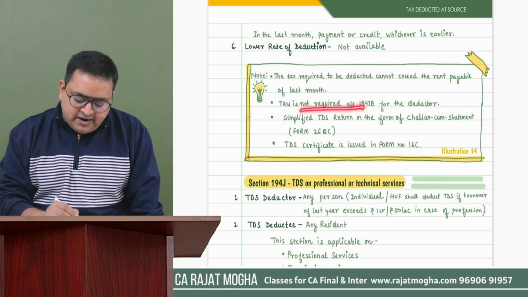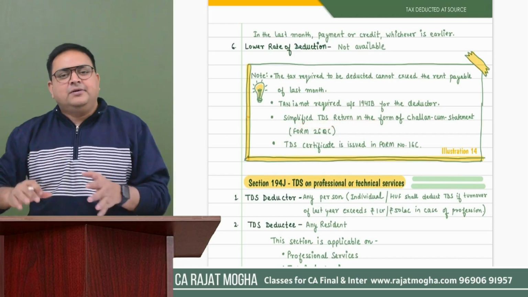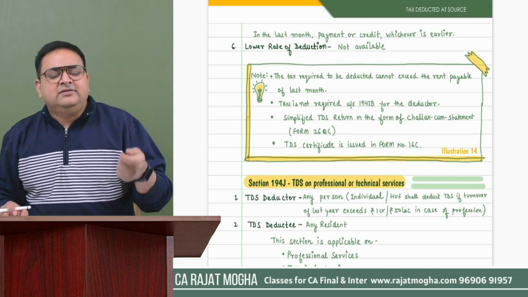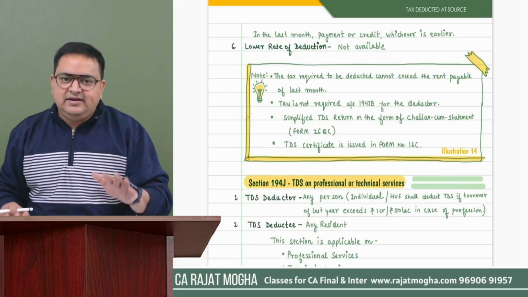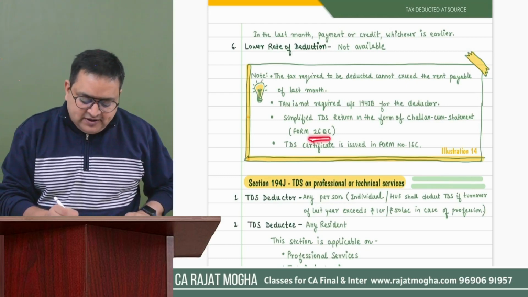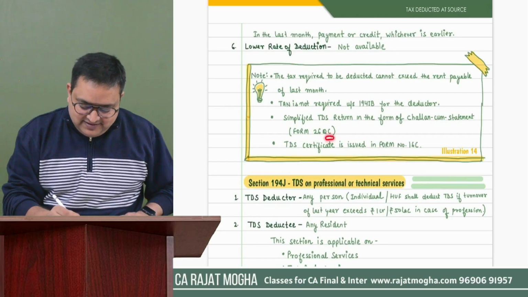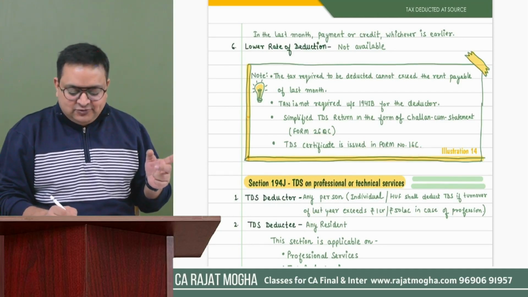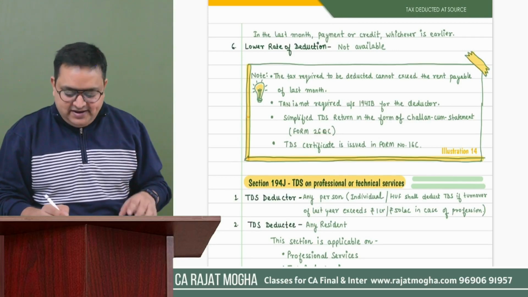TAN is not required. And here it is a simplified TDS return also. You don't have to submit a TDS return separately; whenever you deduct TDS and deposit it, that challan will be considered as your TDS return. The form is 26QC, and the TDS certificate would be 16C. Remember, C and C. In 194IA, it was 26QB and the TDS certificate was 16B. Here it is 16C.